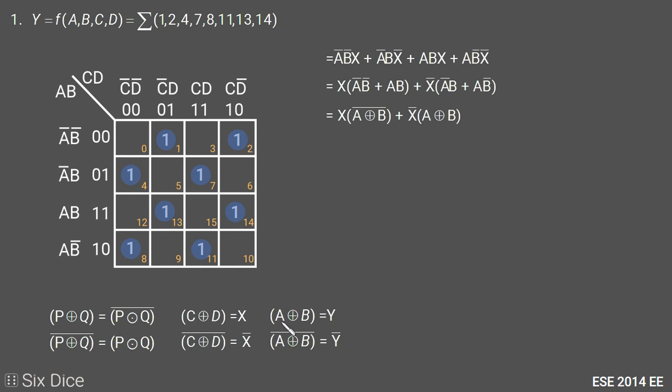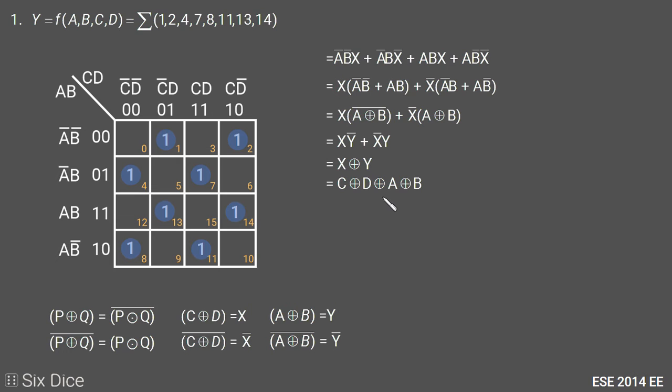Now if we take A XOR B as y and its complement as y bar, we end up with x y bar plus x bar y, which is x XOR y. Now we put in the values of x and y: C XOR D XOR A XOR B. Now XOR follows both commutative and associative properties.